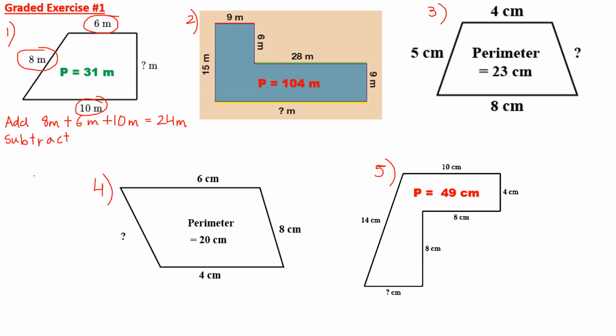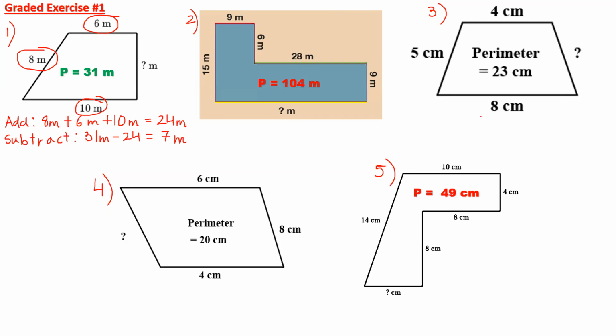We're going to subtract that from the answer we get from adding. So it's going to be 31 minus what? 24. And when we do the subtraction between 31 and 24, what do we get? 7. 7 meters. How many persons got 7 meters? Let me hear you, if you got 7. I did. 7.